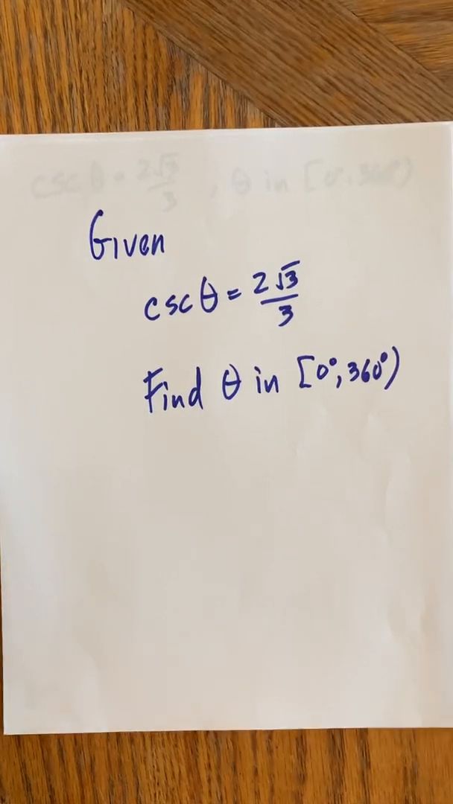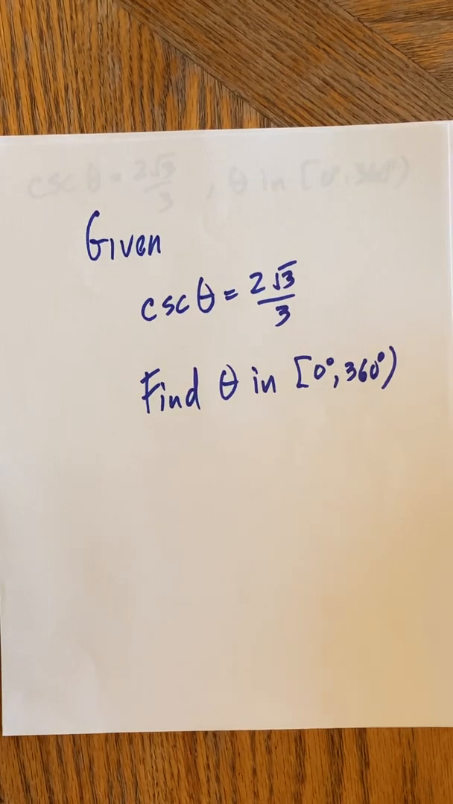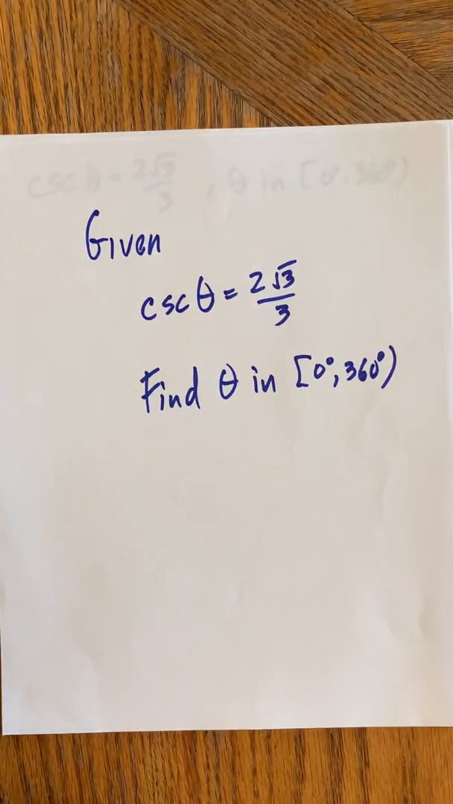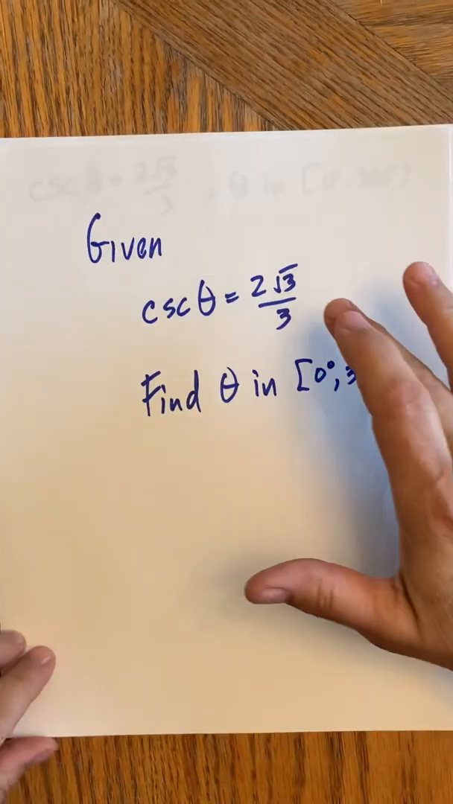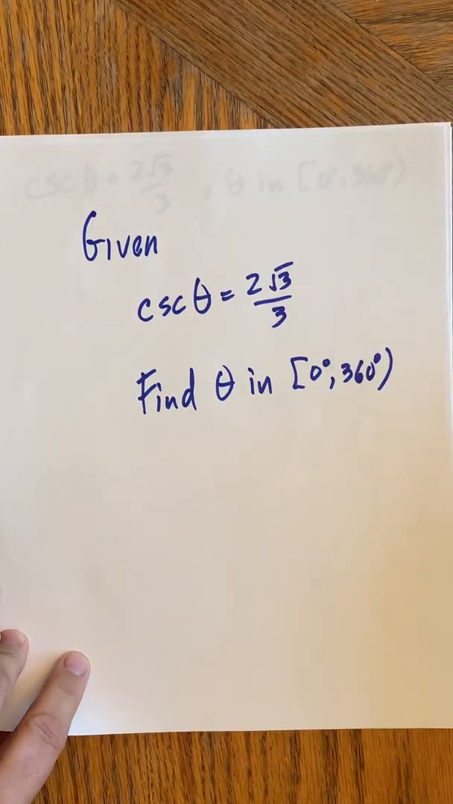Hello, so I'm going to look at this question. If you're given a trig function of an angle, like in this case cosecant of theta, and you're asked, for this ratio, find the angle for which this is true. How do we address that?